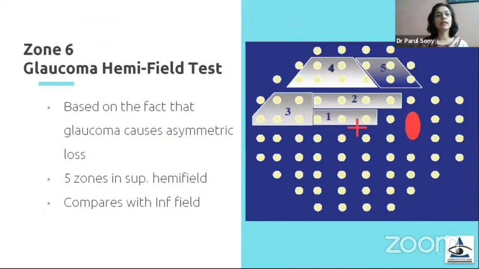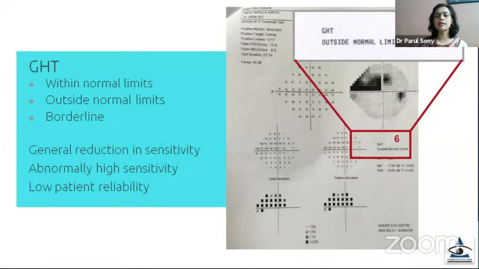Another important thing which is mentioned on the CETA printouts is the glaucoma hemifield test. Now, we all know that glaucoma is an asymmetric disease which has asymmetric involvement in the superior and inferior hemifield. So these 5 areas are compared in the superior and inferior hemifield, and that is how the machine tells you whether the GHT is within normal limits, outside normal limits, or borderline.